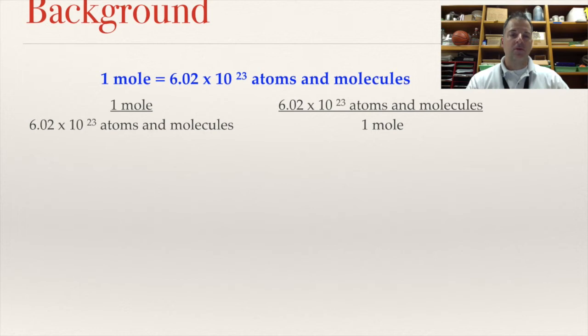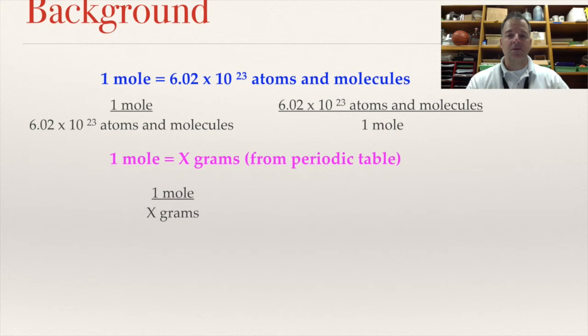We then learned that those number of particles, 6.02 times 10 to the 23rd particles, on a big scale is going to be equal to the grams on the periodic table. In other words, the molar mass is equal to the atomic mass on the periodic table. And again, what we do is we can write that conversion with 1 mole over a certain number of grams. It's going to be different for every element, or we might need to flip that over.